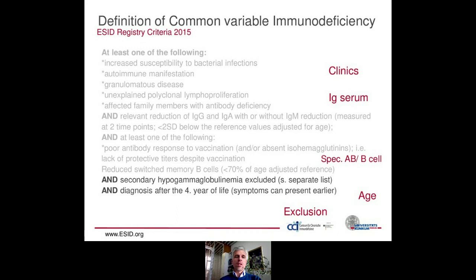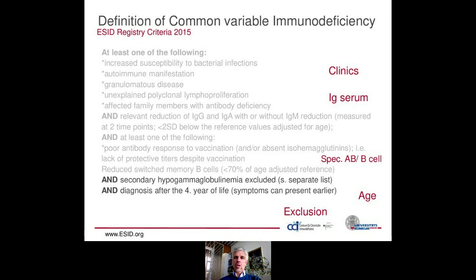medical treatment or to lymphoma or to protein loss. But there are a few other reasons for developing hypogammaglobulinemia which need to be excluded. And usually we do not work them up for all of the differential diagnoses, but we try to especially exclude protein loss, as well as lymphoma, as well as drug history, which would clearly suggest a secondary form of hypogammaglobulinemia.